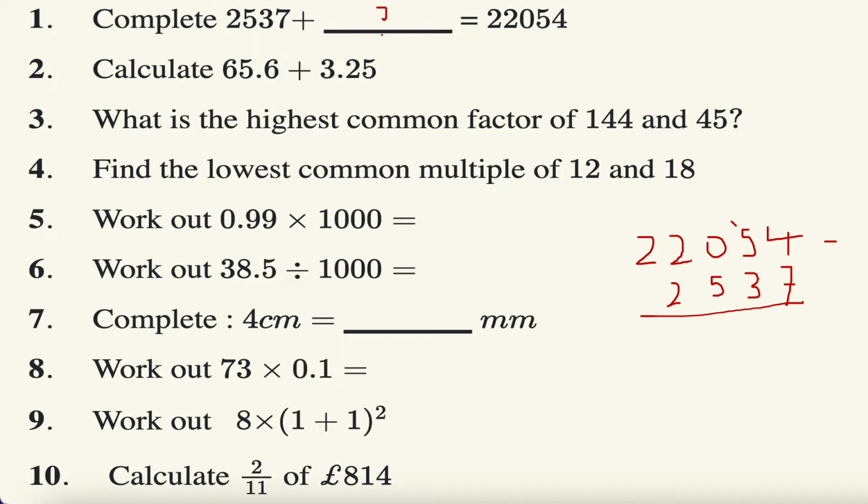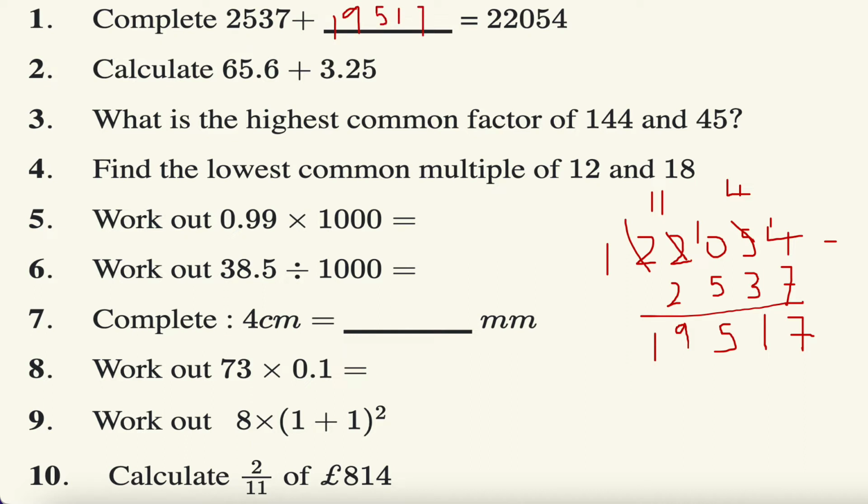4 take away 7 I can't do, so I borrow. That's going to become a 4. That's going to become a 1. 14 take away 7 is 7. 4 take away 3 is 1. 0 take away 5 I can't do, so I borrow from this. That becomes a 1. That becomes a 10. 10 take away 5 is 5. 1 take away 2 I can't do, so I borrow, or exchange, we say. 11 take away 2 is 9, and then I'm going to stick that 1 at the end. 1 take away nothing is 1. So my answer is 19,517.